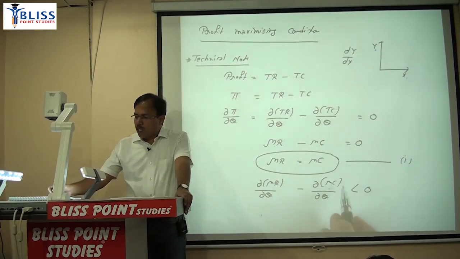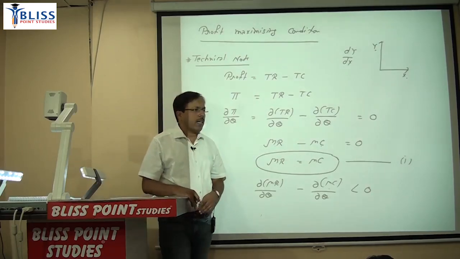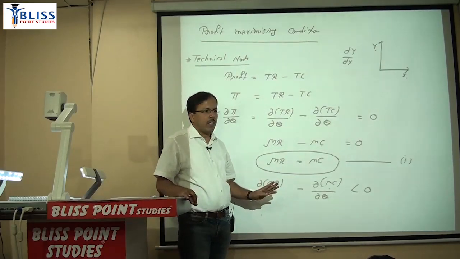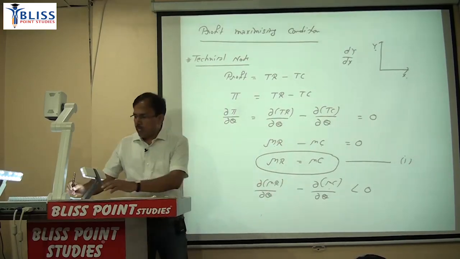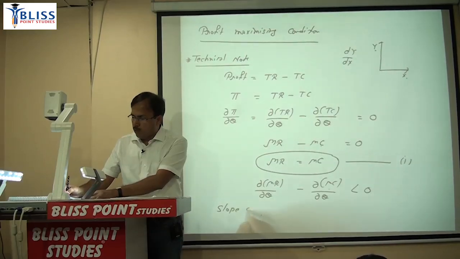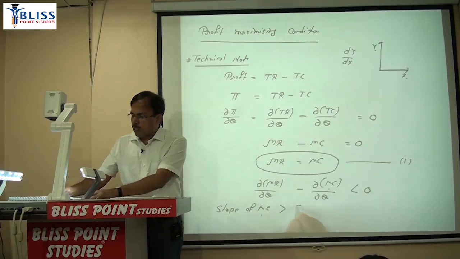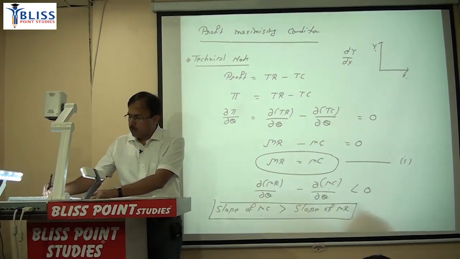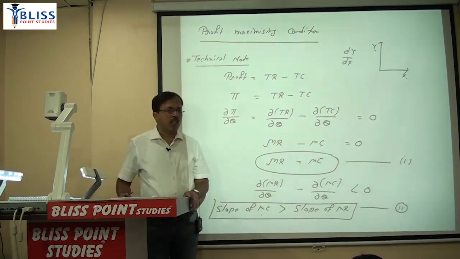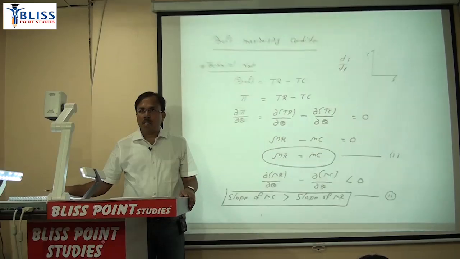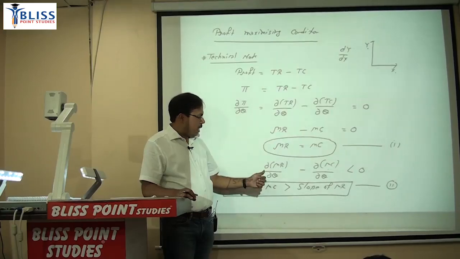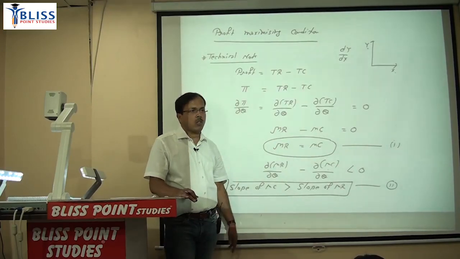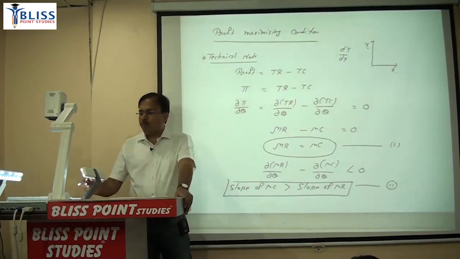On differentiating, the slope comes. So tell me, if this complete term is negative, which term should be greater? This complete value is negative, so the term with the negative sign is better, meaning the slope of MC is greater than the slope of MR. So write that line here: slope of marginal cost must be greater than slope of marginal revenue. This is the second condition, the sufficient condition. So for profit maximization, MR must be equal to MC and slope of MC should be greater than slope of MR. If both conditions are satisfied, then the profit of the firm gets maximized.